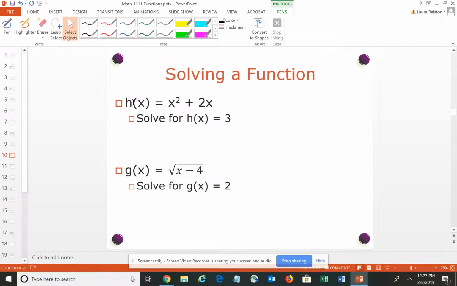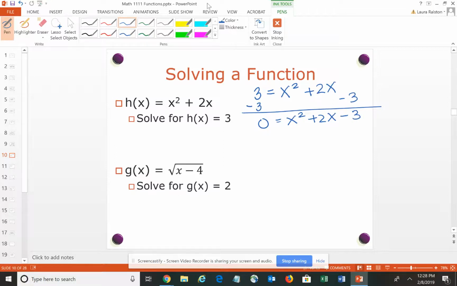You can also be asked basically to solve the function. If you're given a value for h of x, which is basically your y value, then you can actually solve the equation for x. So for example, in this first one, it says solve for h of x equals 3. So I would have 3 equals x squared plus 2x. And then I want to solve for x. So I'm going to subtract 3 from either side. So I have 0 equals x squared plus 2x minus 3.